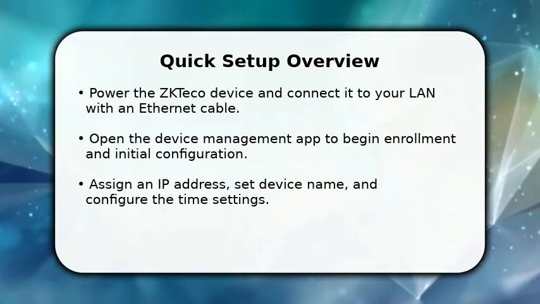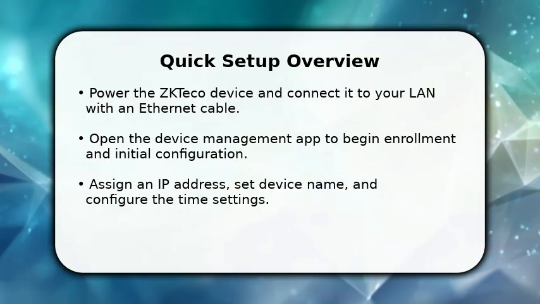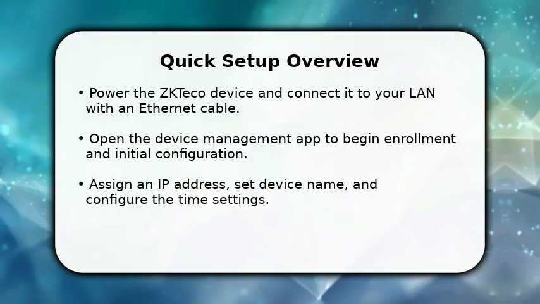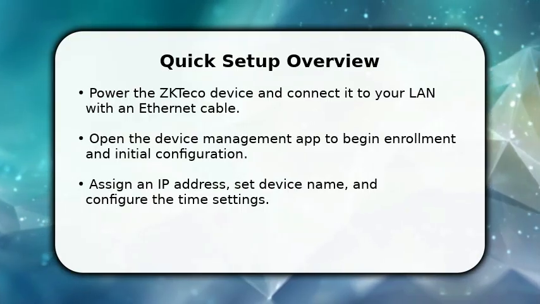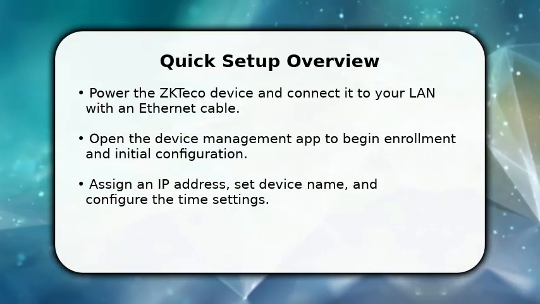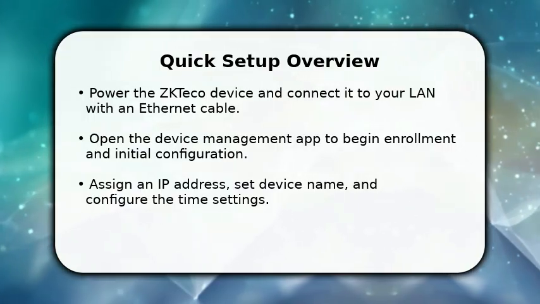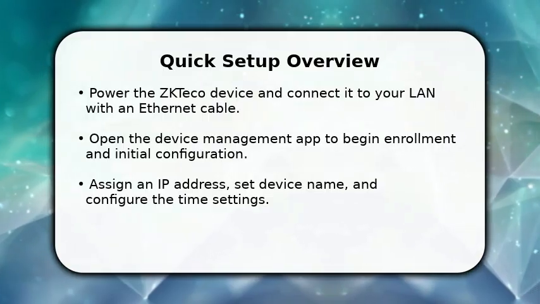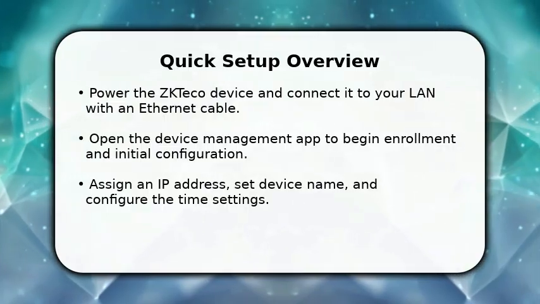Enjoy the video. In this video, I will explain how to add a ZKTeco device. Start by powering the device, connecting it to your network, and opening the management app to begin enrollment. Use the app to assign an IP address, set a device name, and configure time settings. Then register an administrator fingerprint or PIN, test a sample access event, and confirm logs appear in the console. I'll walk you through each step slowly and clearly.